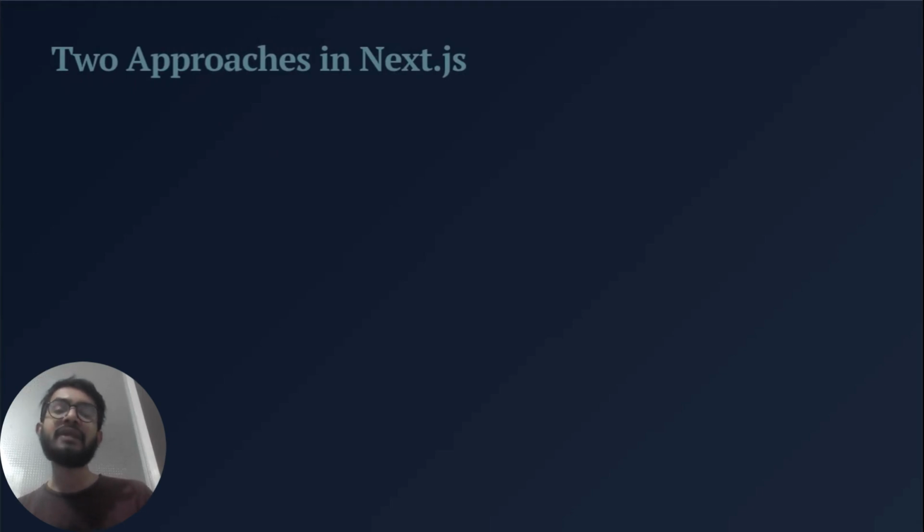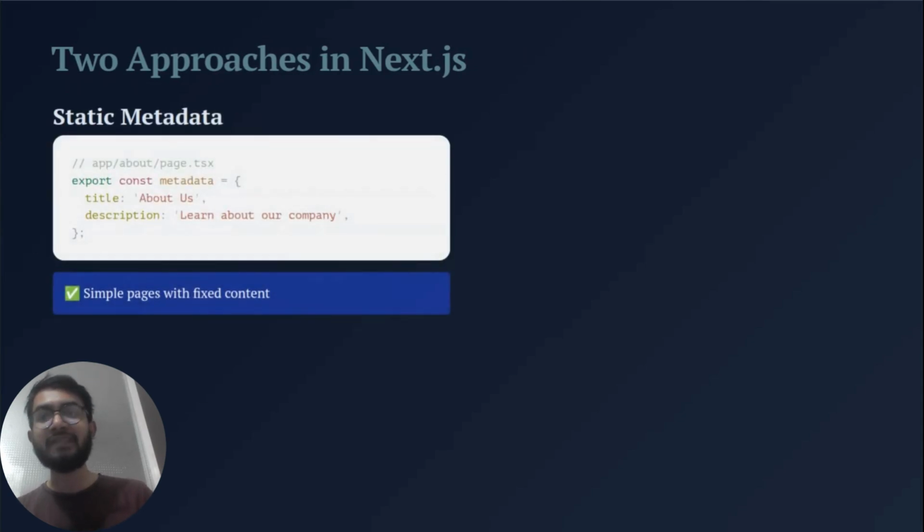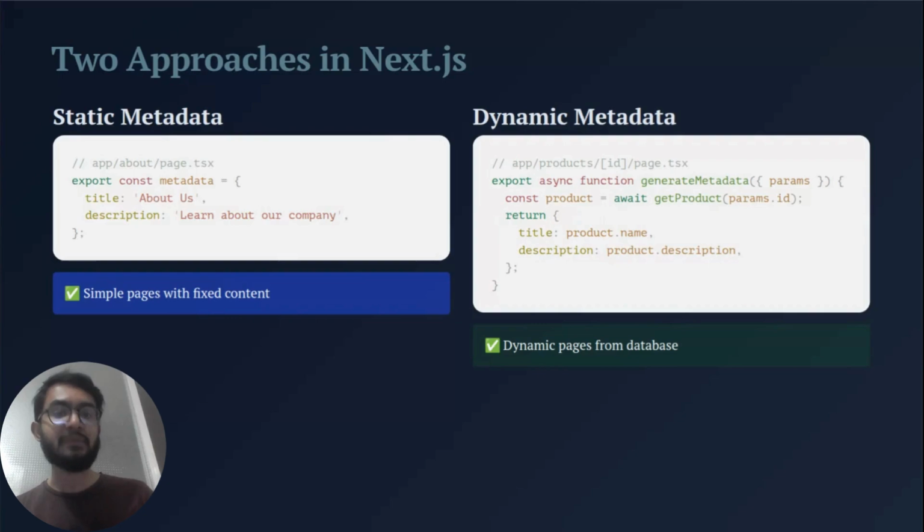Now, how can you achieve this in Next.js? There are two approaches in Next.js. One is static metadata, and another is dynamic metadata. Static metadata is a fixed title and fixed description. So the title and description are fixed and should not be changed. This is why it's called static. This is useful when you have a single page and you don't have any dynamic pages. In that case, static metadata is fine.